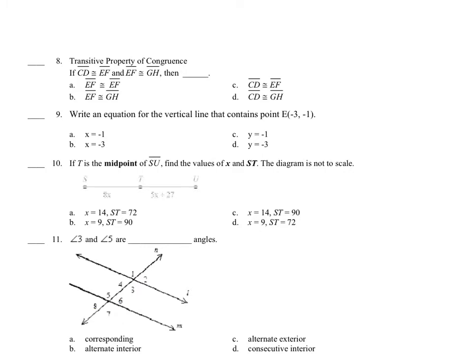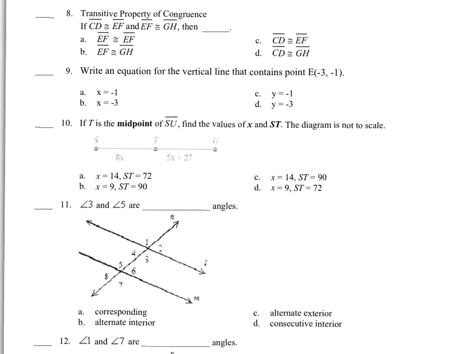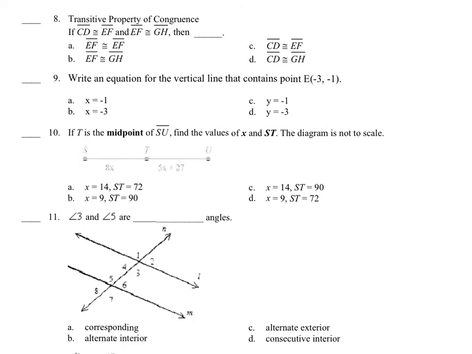Okay, looking at number 8 here. Transitive property of congruence. Remember that one, if you think about it as if A equals B and B equals C, then A equals C. So if CD is congruent to EF and EF is congruent to GH, then CD is congruent to GH. That's D.